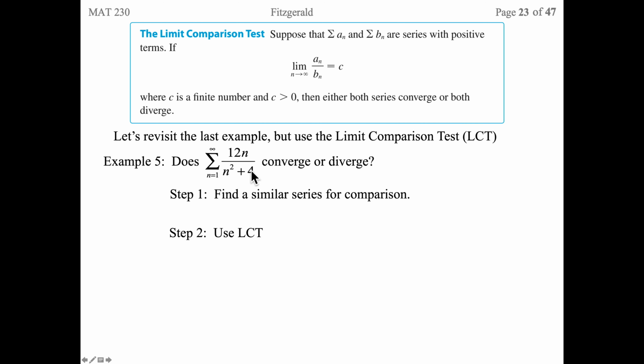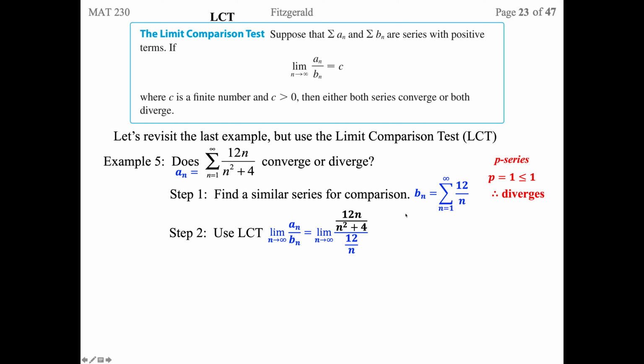So here was our previous example. So let's jump ahead to this. So again, this will be abbreviated LCT. So this was our similar series that we had for comparison. So we know it diverges. So this is my original a sub n. This will be the b sub n. So now we're going to take a sub n divided by b sub n. And we're going to take this limit as n approaches infinity.